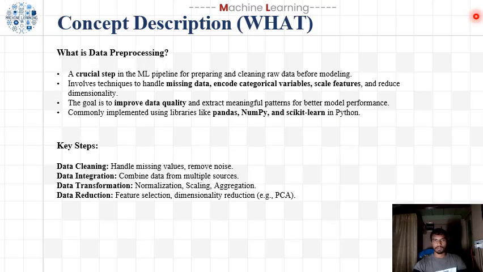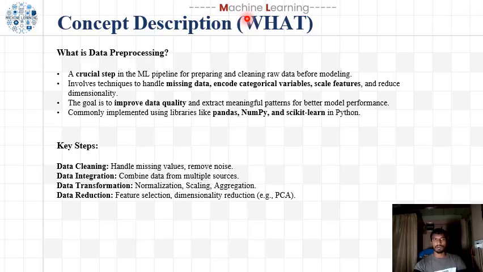Concept description. So now, what exactly is data preprocessing? It's a crucial step in the machine learning pipeline where we prepare and clean raw data before building a model. It involves techniques for handling missing data, converting categorical text into numbers, scaling features and reducing dimensionality. The main goal is to improve data quality to help us extract meaningful patterns for better model performance. We commonly do this using Python libraries like Pandas, NumPy, and scikit-learn.